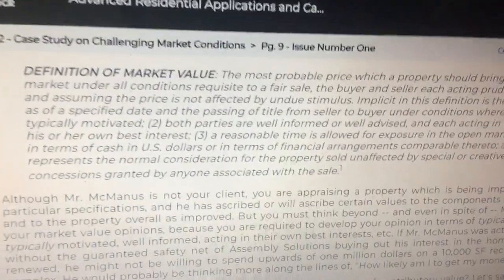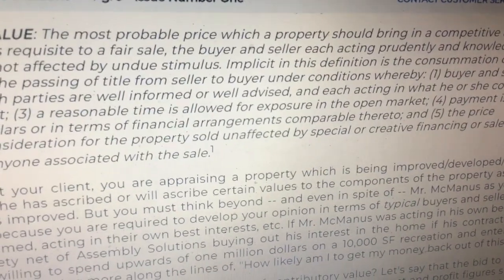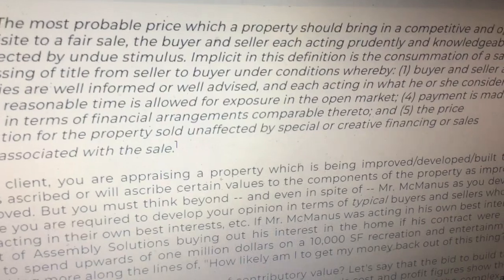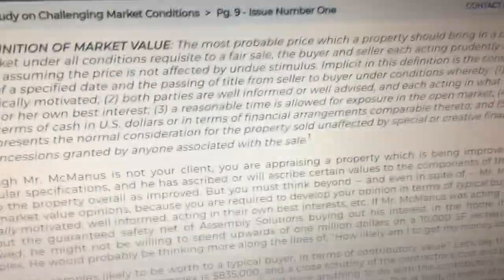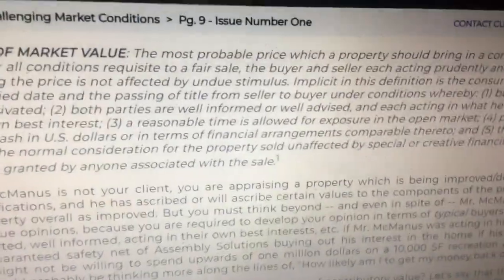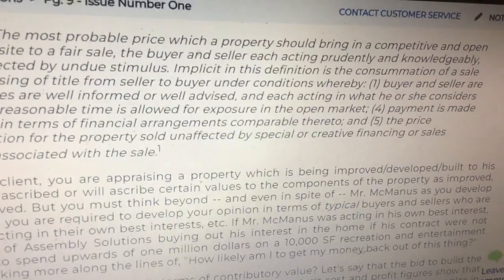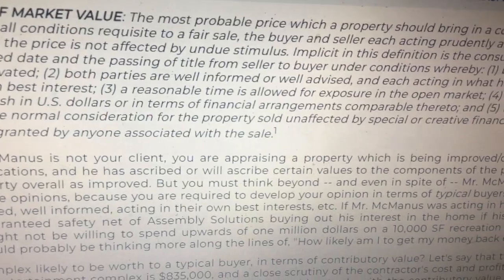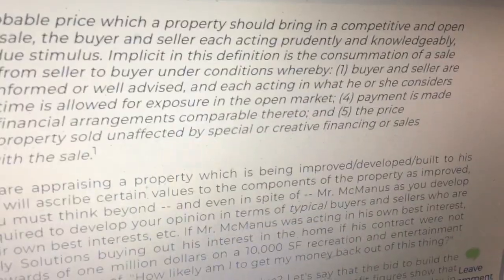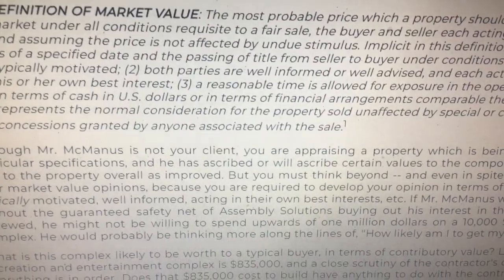Number 3, a reasonable time is allowed for exposure in the open market. Number 4, payment is made in terms of cash in US dollars or in terms of financial arrangements comparable thereto. And number 5, the price represents the normal consideration for the property sold unaffected by special or creative financing or sales concessions granted by anyone associated with the sale.